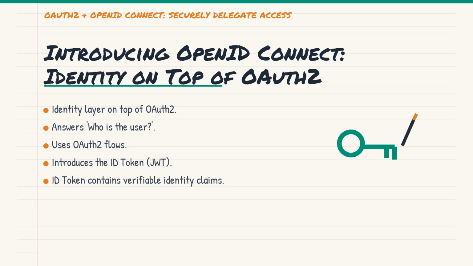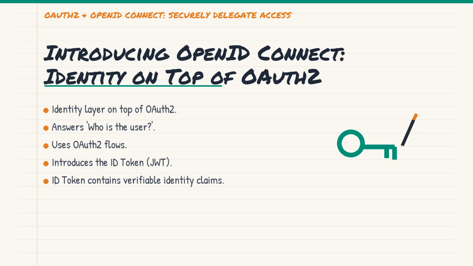OIDC is an identity layer built on top of the OAuth2 framework. It uses OAuth2's flows but adds an extra piece of information, an ID token. This ID token is a JWT that contains verifiable claims about the authenticated user, like their name, email, and a unique identifier.